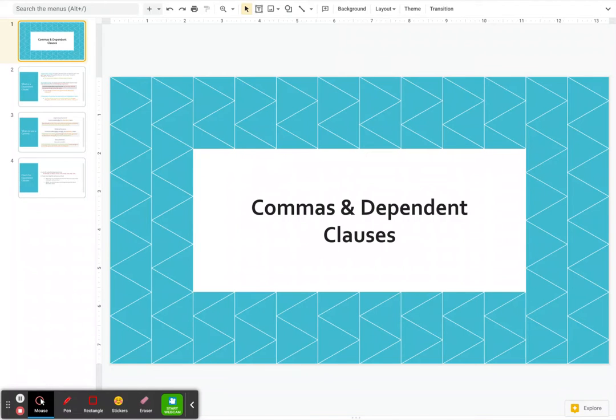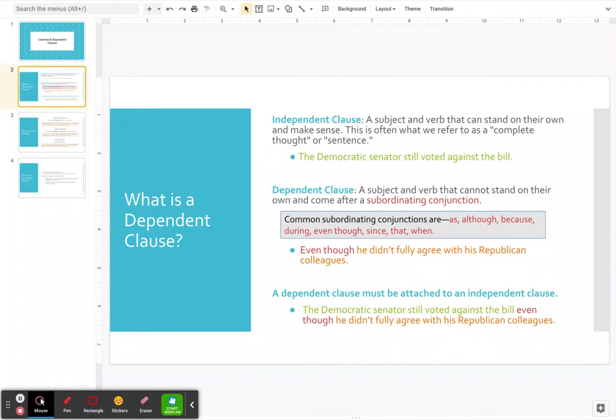Commas and dependent clauses. To first know when to use commas with dependent clauses, you first have to understand what an independent clause is. An independent clause contains a subject and a verb and can stand on its own as a complete thought. This is what we often refer to as a sentence. So, for example, the Democratic senator still voted against the bill.